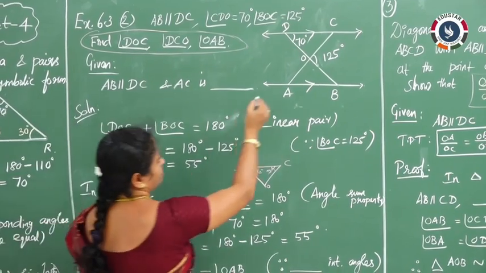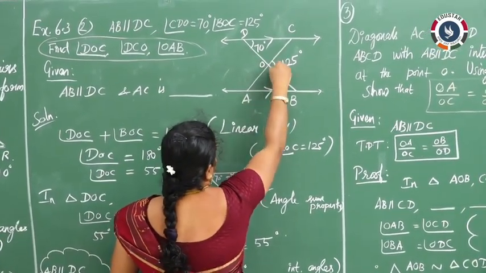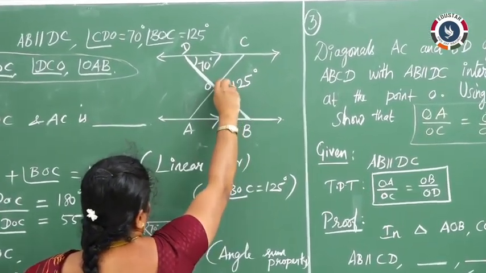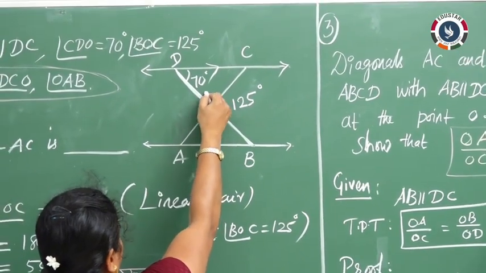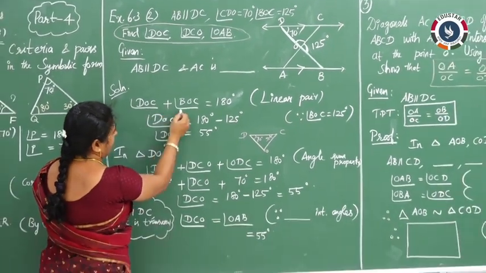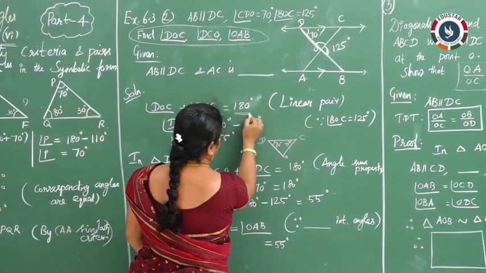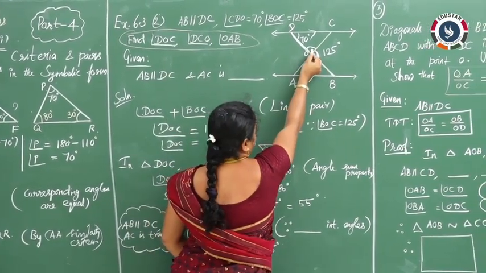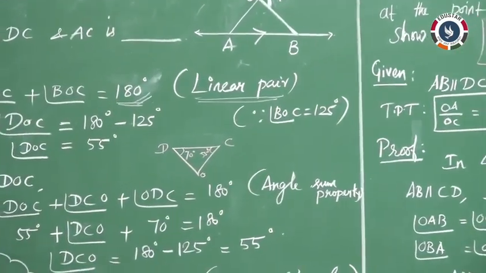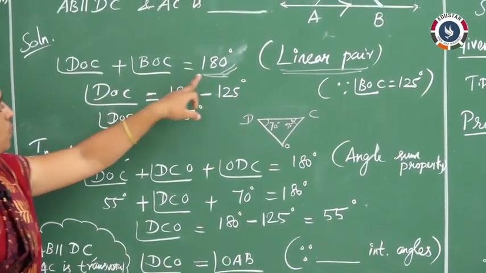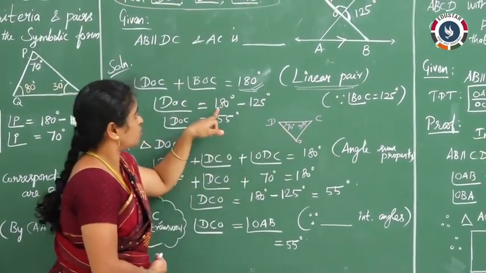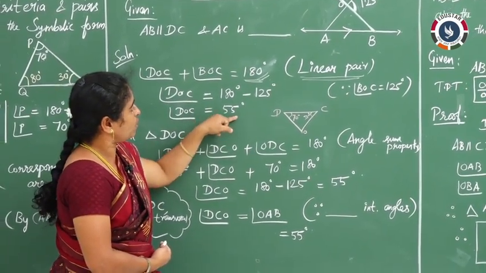So how do we find out? Look at this chart. In this straight line, you know one of the angles is 125 degrees. Then how do we find out the second angle? It is a linear pair, right? Linear pair means angle DOC plus angle BOC is equal to 180 degrees. They are supplementary. 125 plus what will give you 180 degrees? The concept behind that is a linear pair. So DOC is equal to 180 minus BOC. The BOC value is given in the diagram, 125 degrees. So 180 minus 125 is equal to 55 degrees.